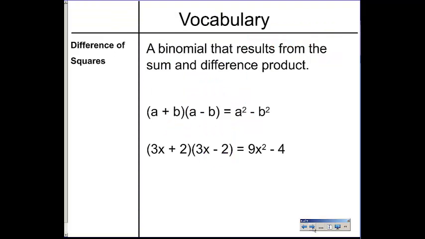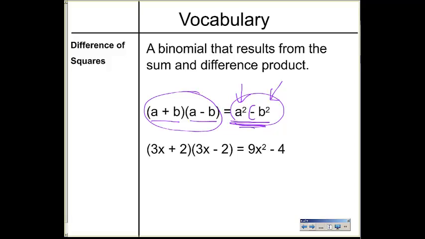Difference of squares. Now, difference of squares is one of our special product patterns, and it only has one pattern. a plus b times a minus b, and it always produces this right here, which is actually the difference of squares. This is really a sum and difference product, or sum and difference multiplication. What it produces is the difference of squares. You'll notice you have a perfect square here, a perfect square here, and a subtraction in the middle. And it's always going to be a binomial.